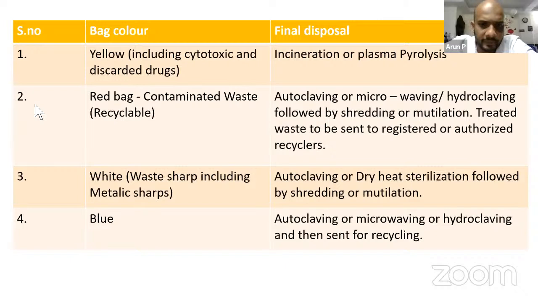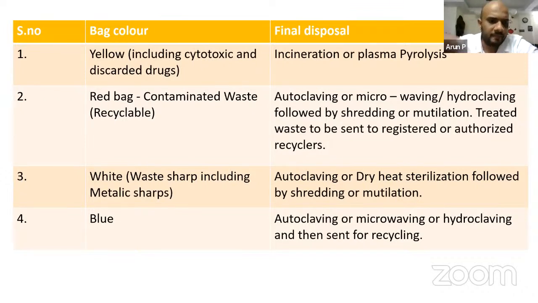Basically, what do you mean by incineration? Incineration is a high temperature, dry oxidation process where your waste is reduced in volume and weight. The only disadvantage with incineration is it produces smoke and it can contaminate the environment. What is the temperature used in incinerators? It is 1200 degrees Celsius.